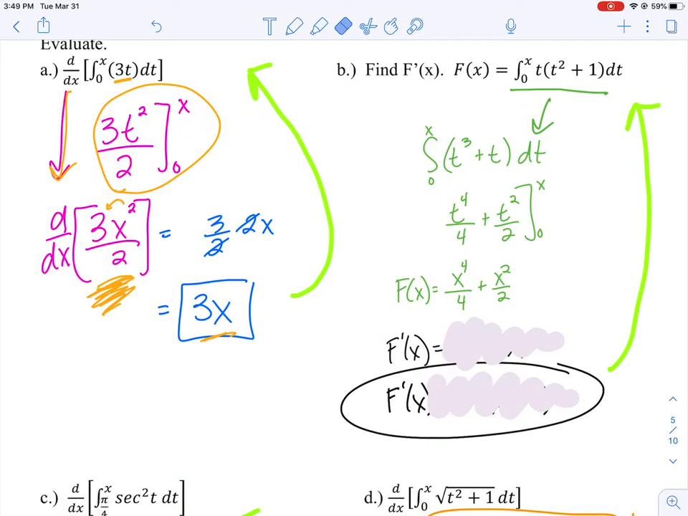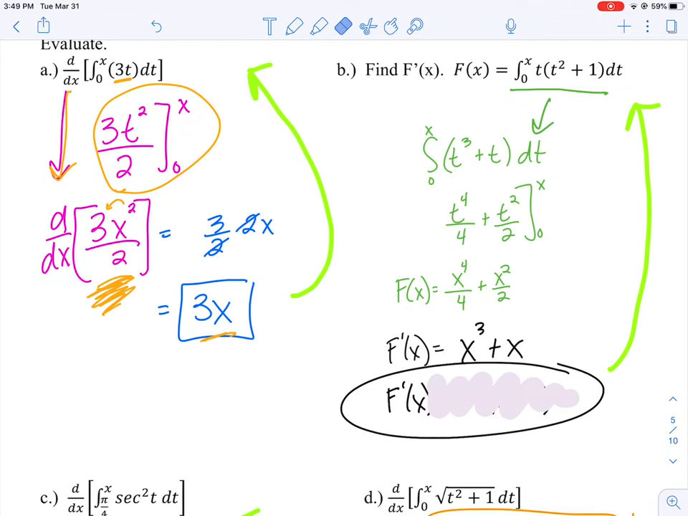That's the antiderivative. Now I want you to take the derivative. We just took the antiderivative. Now I want you to take the derivative. What is the derivative of x to the 4th over 4 plus x squared over 2? Well, you should end up getting x cubed plus x.